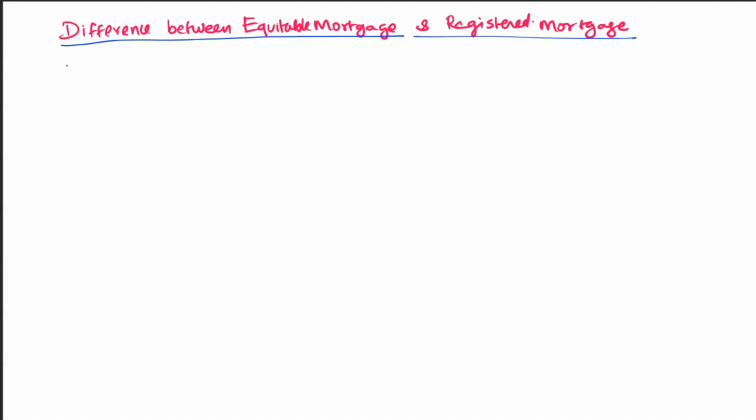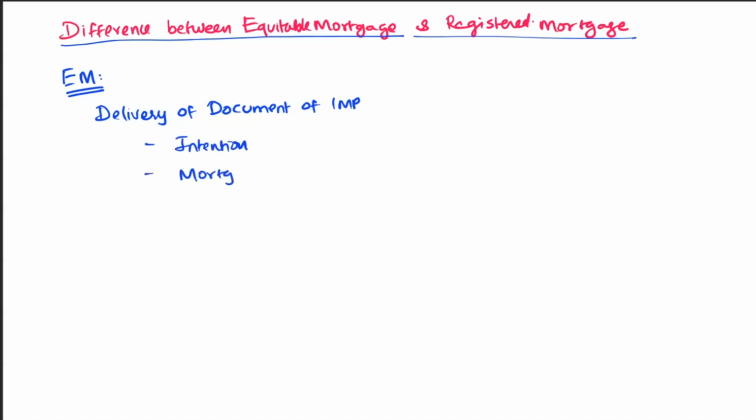So first of all, what is equitable mortgage? When I say equitable mortgage, it is a mortgage arrangement which involves delivery of document of title, delivery of document of that immovable property with an intention to create mortgage.